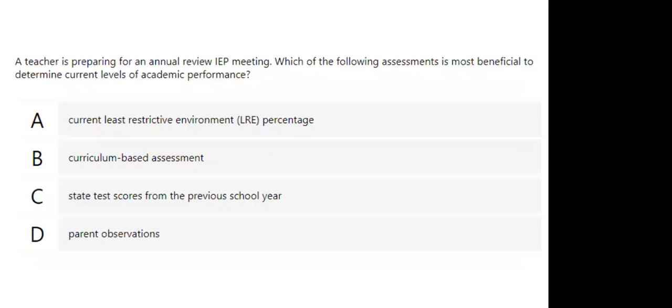A teacher is preparing for an annual review IEP meeting. We know that IEPs are renewed at least annually. So a teacher's preparing for that. Which of the following assessments is most beneficial to determine the current levels of academic performance? We know in our IEP, we're going to have present levels of performance as part of that IEP. But where would this present level of performance come from?